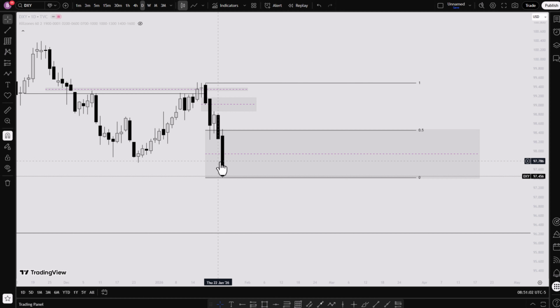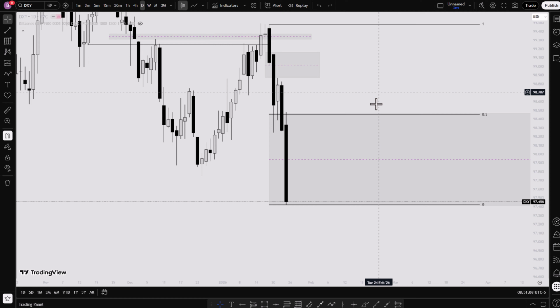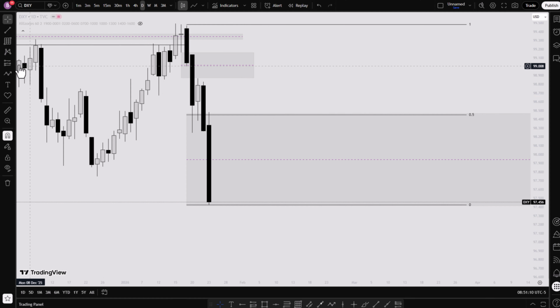However, for the trade on Monday, we can use the same concept on the daily time frame. What we need to do is to mark the 50% of the daily time frame.